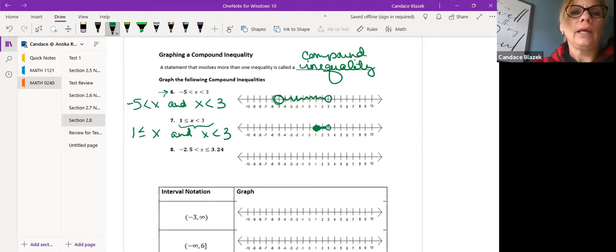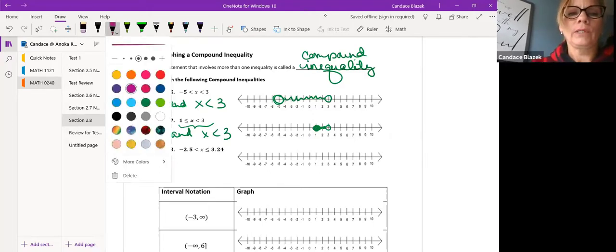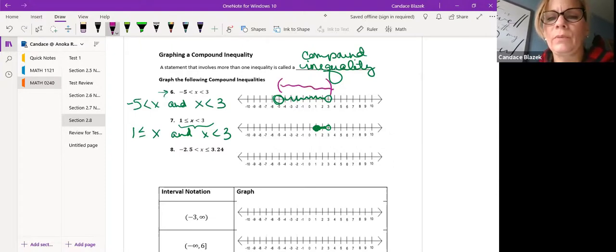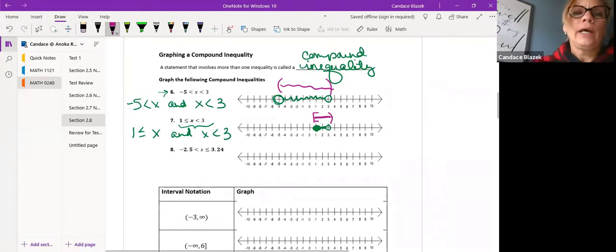Now I do want to say just real quick, because I was talking about the other type of notation. We could use in number 6, we could use the curve brackets and it's everything in between. And for number 7, we would do a square bracket on 1 and a curve bracket on 3, and it's everything in between. So you can use either type of notation.